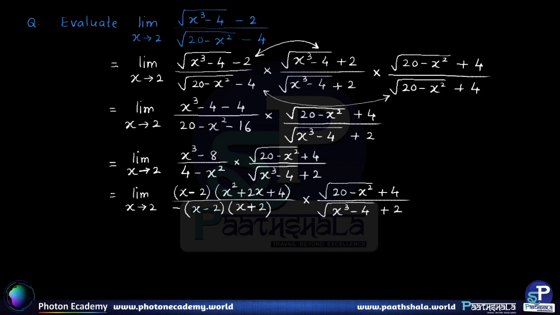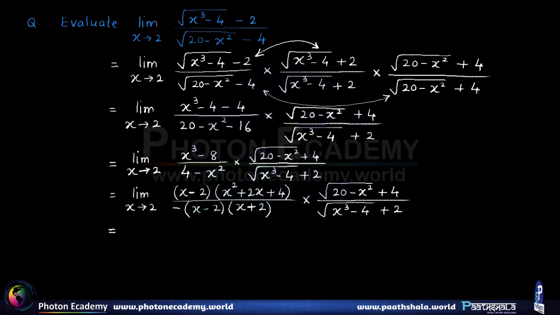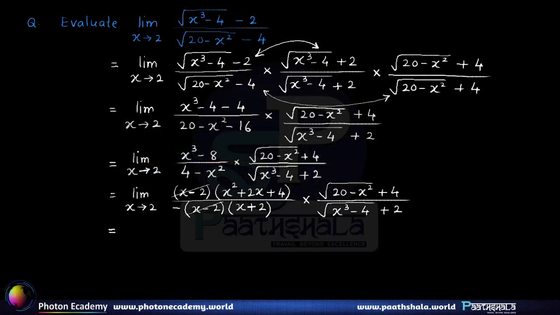Okay, so that further is equal to, now we can cancel out the factor of x minus 2, which is what we wanted. Alright, so in the remaining portion now we can definitely put x equal to 2. So in the first bracket, x square plus 2x plus 4, which is 2 square, which is 4, plus 4 plus 4, so that gives us 12.